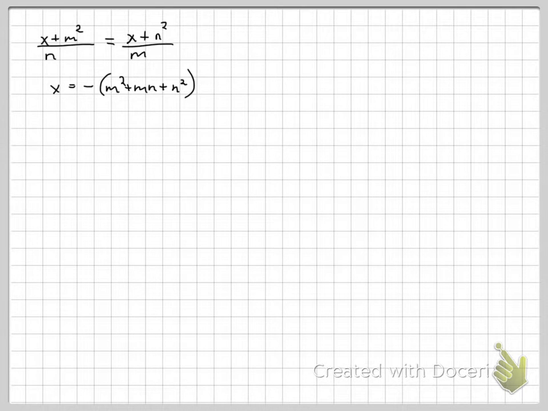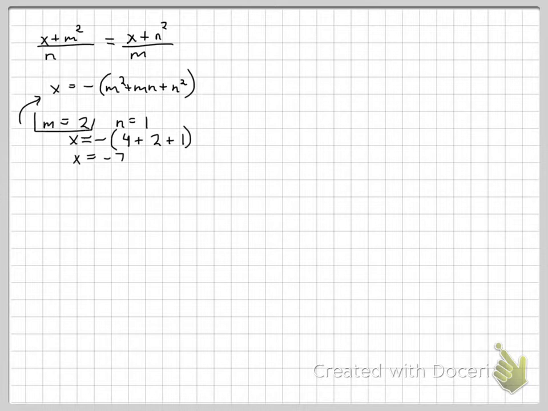Now choose random values for your m and your n. I would not recommend zeros, okay? But simple numbers. I'm going to choose a 2 and a 1. I'm going to plug those in here to get an actual value for my x. So x equals negative, m squared would be 4, m times n would be 2 times 1 or 2, n squared would be 1, and so my x value is negative 7.